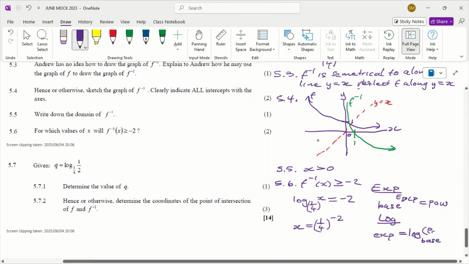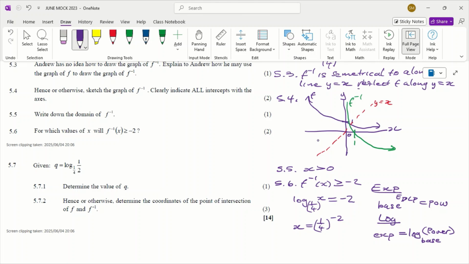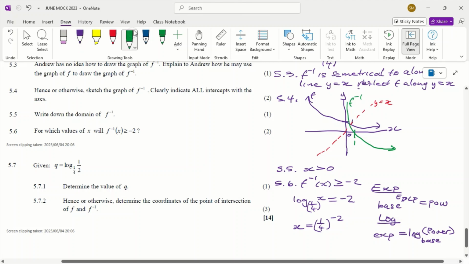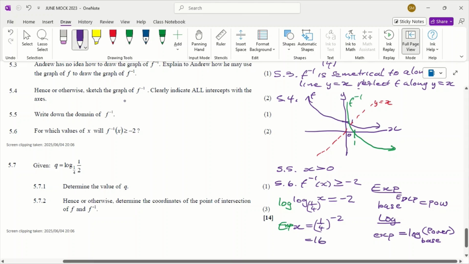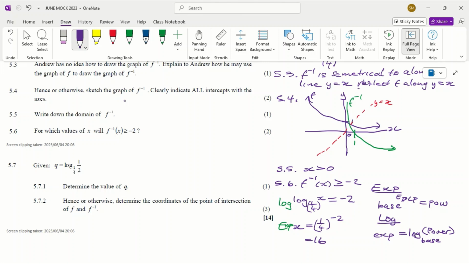So now when we change from log to exponential, we can say that x now is equal to 16. So the x value is 16. So meaning where x is 16, y is negative 2. And we can see that negative 2 is somewhere here. This is negative 2. And then over here, x is 16. Then now the question says, for which values of x will the function be greater or equal to negative 2?